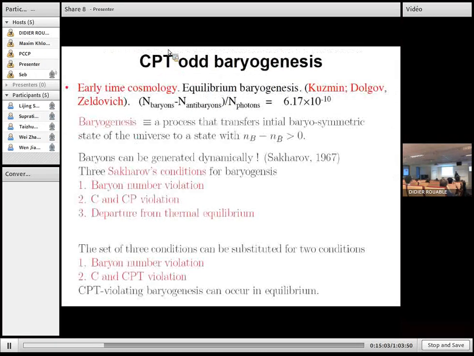All right, so just a few words: the idea of CPT-odd baryogenesis was actually developed in parallel with regular baryogenesis. You know very well that there are three conditions that could lead to the dynamical generation of baryon number out of an initially baryon-symmetric universe. And number two here requires C and CP violation and the departure from thermal equilibrium. Numbers two and three could actually be compactified in theory. If you have CPT violation, you can have a baryon number develop in equilibrium, and that is actually a nice way of thinking about CPT violation. That's a combination of CP violation and departure from thermal equilibrium.